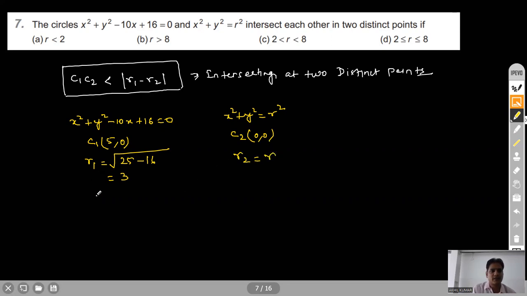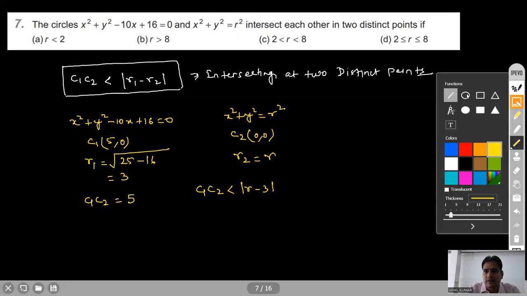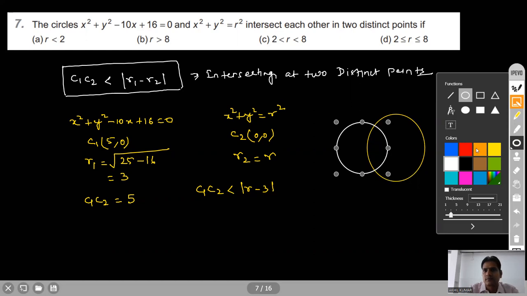Okay. So let's calculate this C1, C2. C1, C2 is easily this 5 only. So C1, C2 is coming to be 5. And this should be less than, means C1, C2 should be less than what? R1 minus R2, or mod you can say, mod of r minus 3. Okay. Or we can say C1, C2 should be greater than R1 minus R2, no? For intersecting at two points, let me draw it first. Then it will be easy. So suppose this one is our one circle. This one is our second circle, and both these circles are intersecting. And this is our C1, C2.